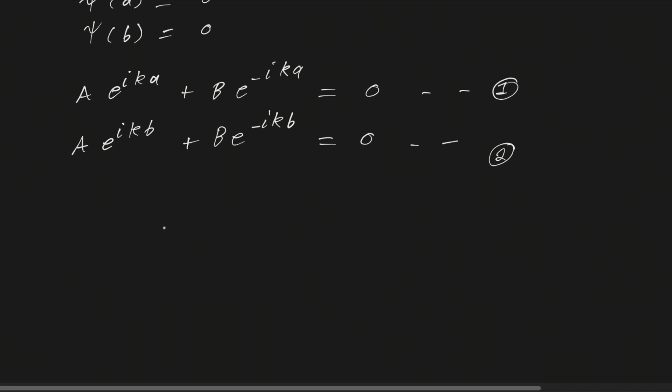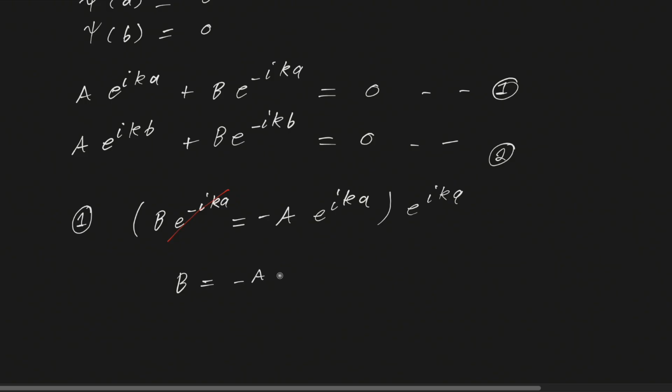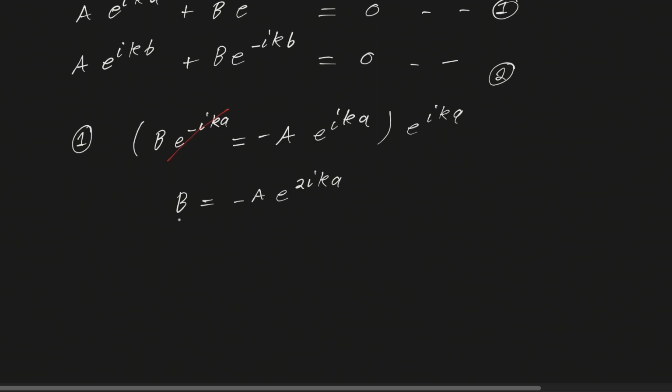Now, if we observe the first equation, we can rewrite it as follows. B exponential minus ika is equal to minus A exponential ika, and we multiply the entire thing by exponential ika. Our goal is to get rid of this complex exponential on the side of B, and we have B equals minus A exponential 2ika. And so that's our first result.